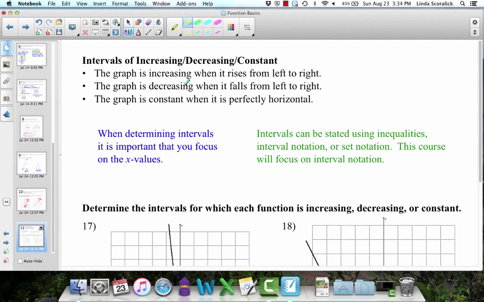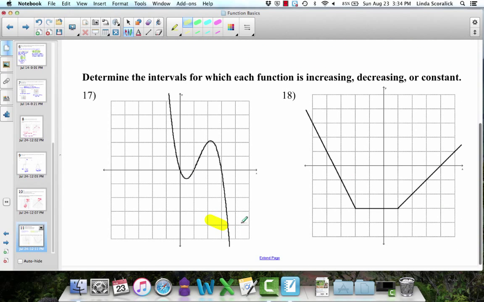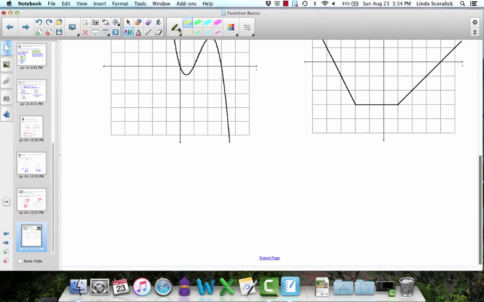Just like we said before with domain and range for continuous graphs, it's important to note here that we can state intervals using multiple methods: inequalities, interval notation, or set notation. We are going to focus in this course on using interval notation. Let's take a look at a few examples. We want to determine where each graph is increasing, decreasing, or constant.